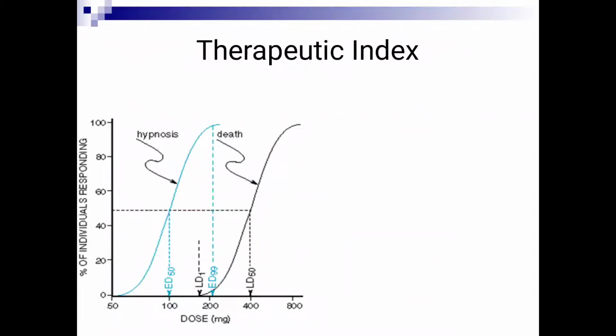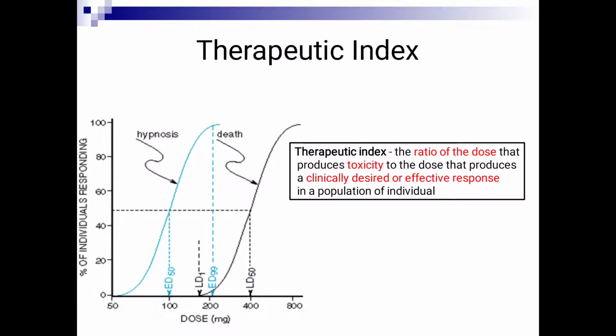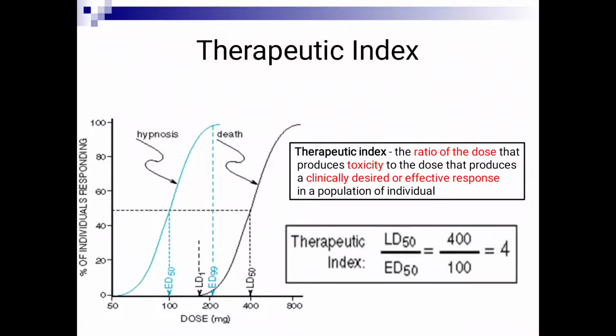Okay, now the second one is therapeutic index. What is it? Therapeutic index is the ratio of the dose that produces toxicity to the dose that produces the desired effect. So therapeutic index is equal to lethal dose 50 upon effective dose 50, that is LD50 over ED50. It is the ratio of the dose that produces toxicity upon the dose that produces the effect.